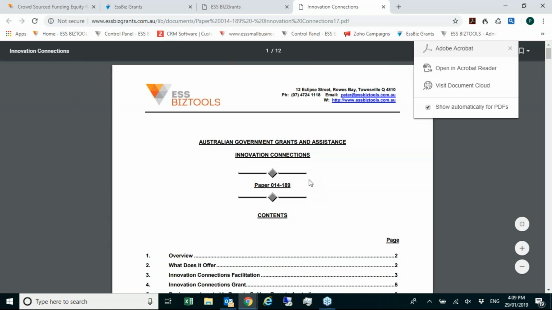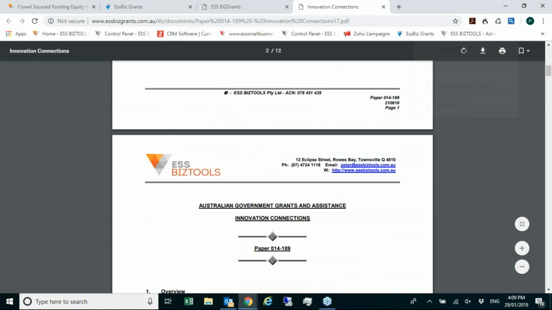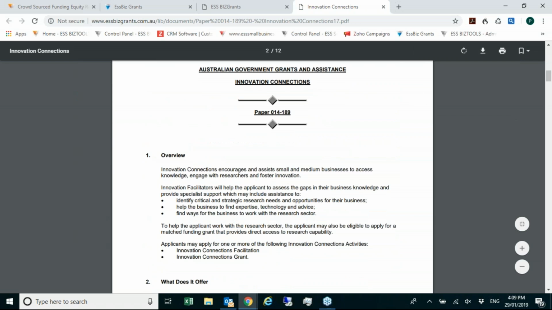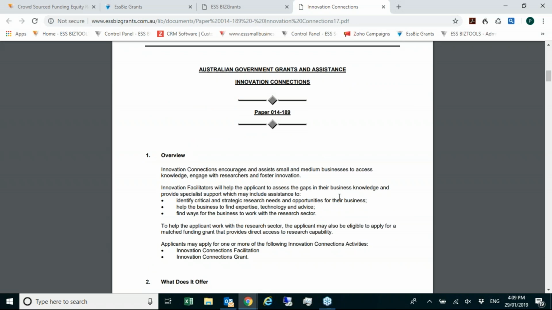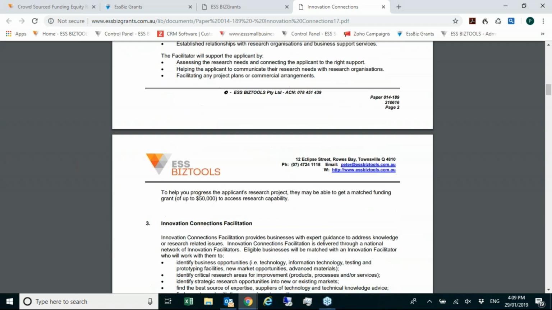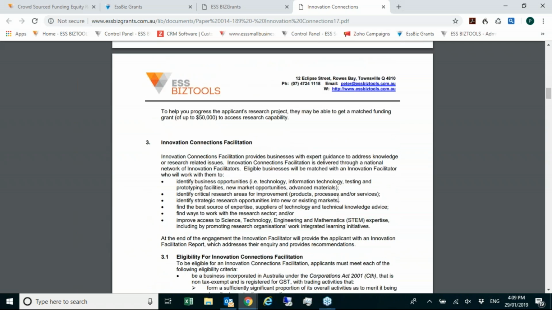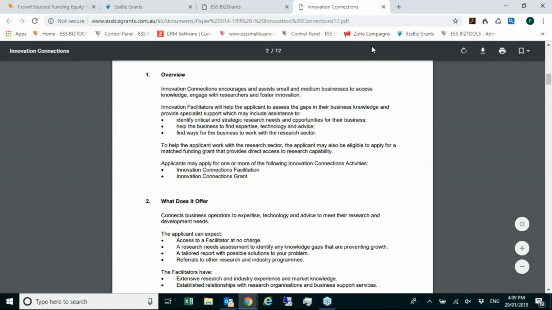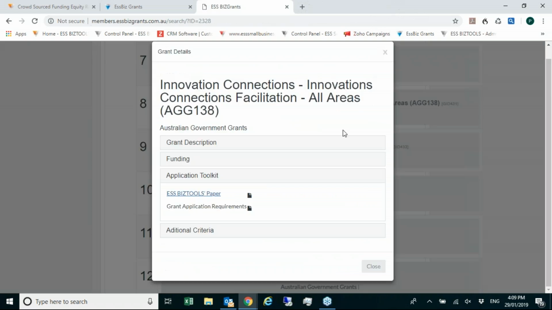If we go to the toolkit, though, the toolkit's got the paper that we've written on the grant. So this is one where you put in your application, the government will then tell you what you might get. So it's not a straightforward one, but it's there.